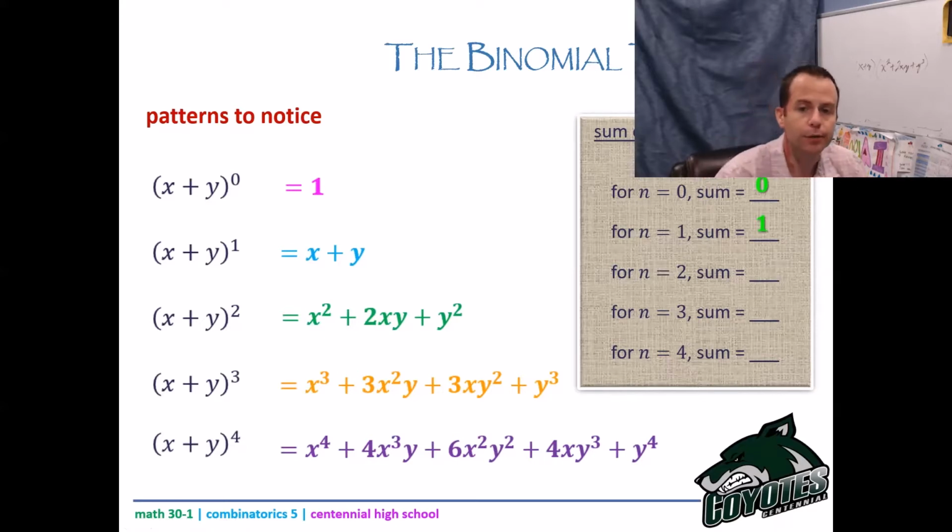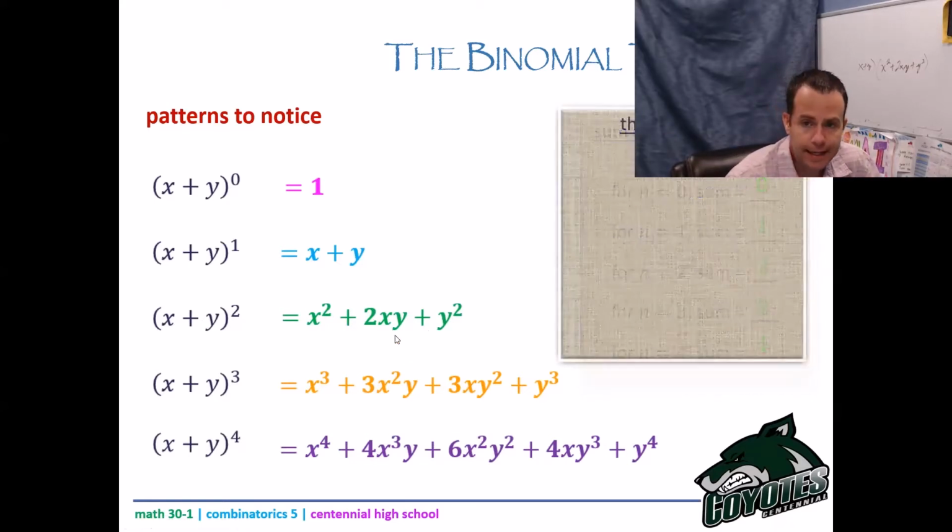Okay. So for this one, I've got 2. For this one, I've got 1 + 1, which is 2. And for this one, I've got 2. For this one, I've got 3. 2 + 1 is 3. 1 + 2 is 3. And 3. Okay, so what we're noticing is for every term, the sum of the exponents adds up to n.